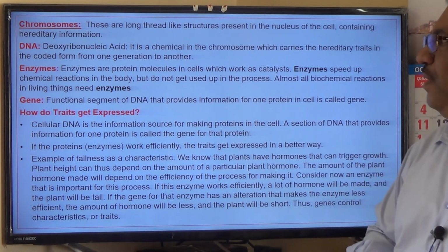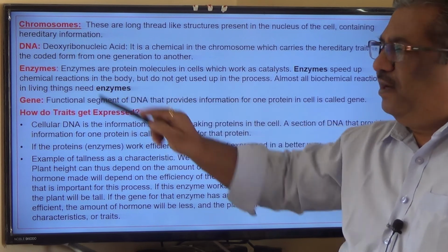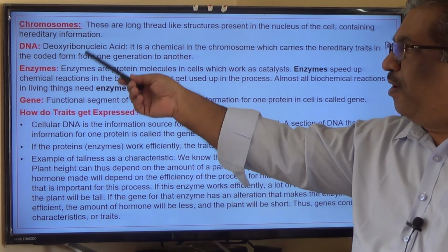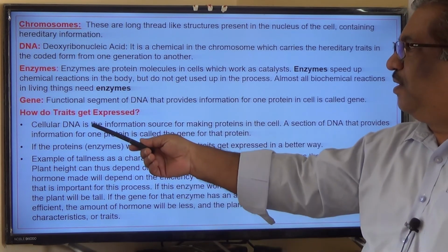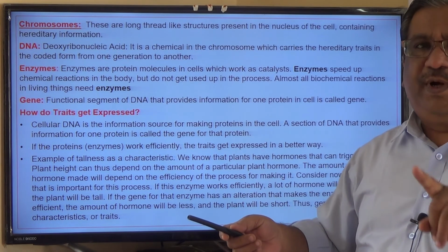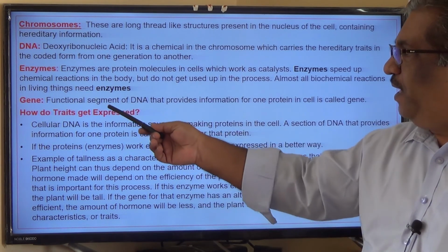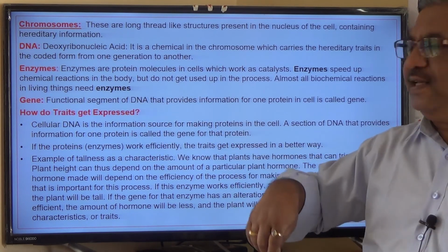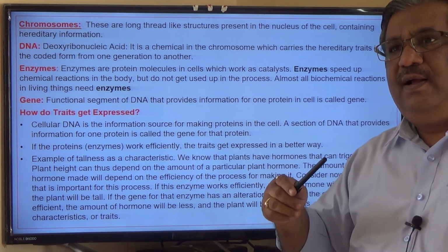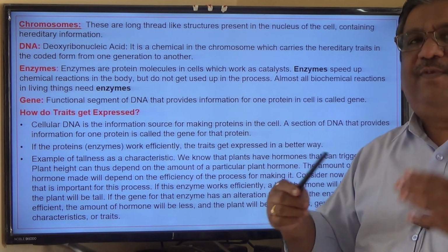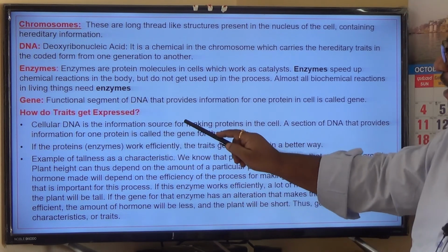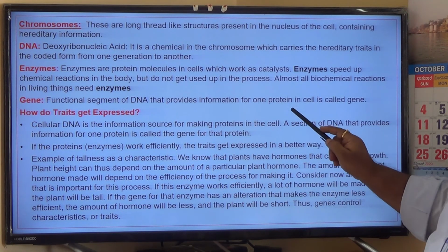Gene. A DNA is a long thread-like structure which we call a chromosome, whereas a small segment of a DNA is called a gene, and a gene is responsible for making one protein. So a protein is nothing but an enzyme. Can I say here a gene is the one which is involved in the making of an enzyme? Okay, fine. So a gene is a functional segment of DNA that provides the information for one protein in a cell.